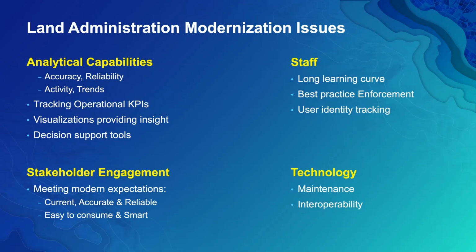In terms of information data, this should be current, accurate, and reliable, easy to consume, and in these modern times, it should be smart. Now, staff sometimes have long learning curves, and your system might not enforce best practices, or it might not adequately track user identity for proper auditability. Also, based on the type of technology being used, you may have difficulty with maintenance and interoperability with other systems in your enterprise.